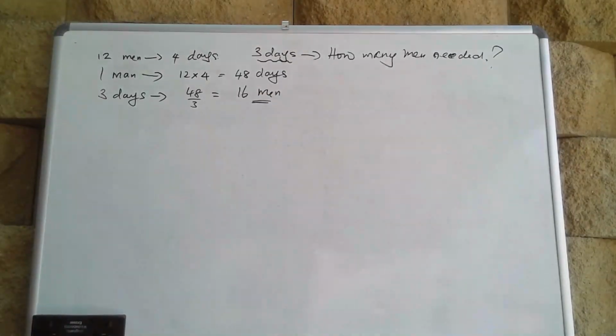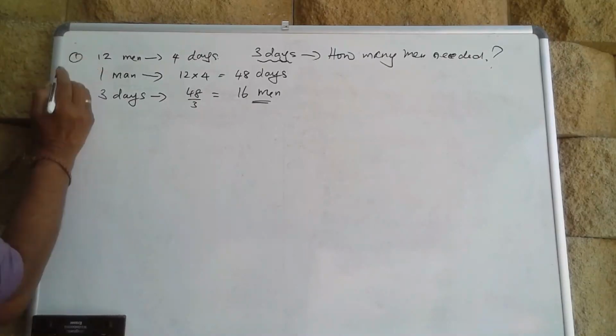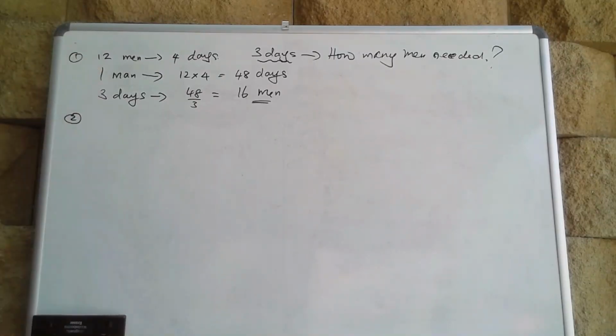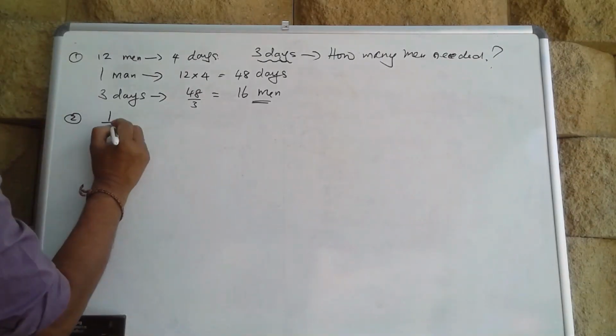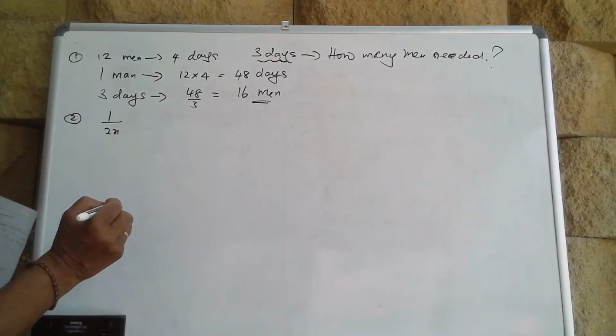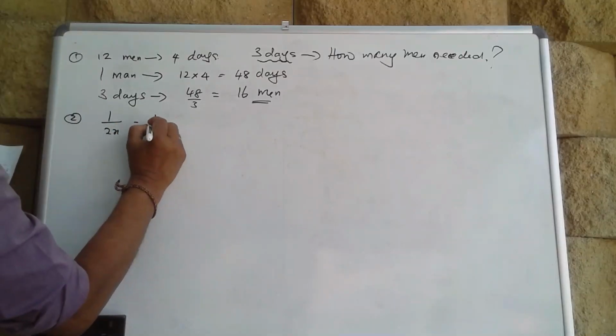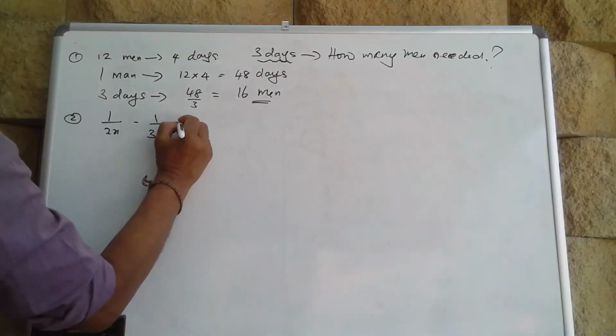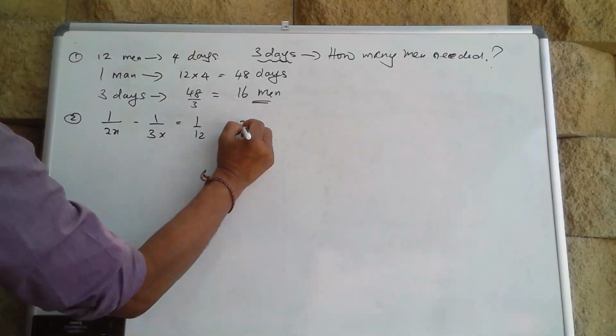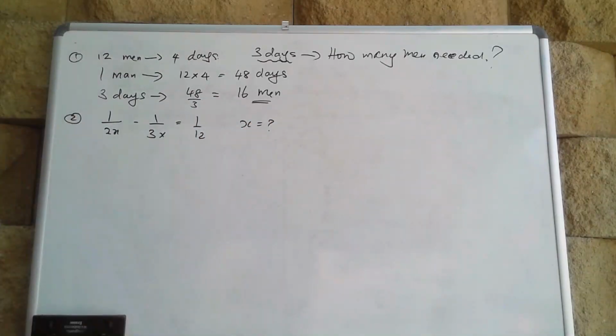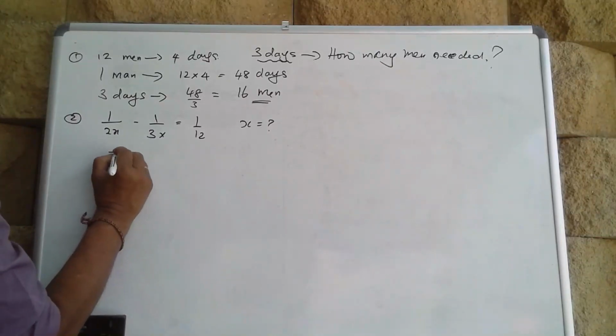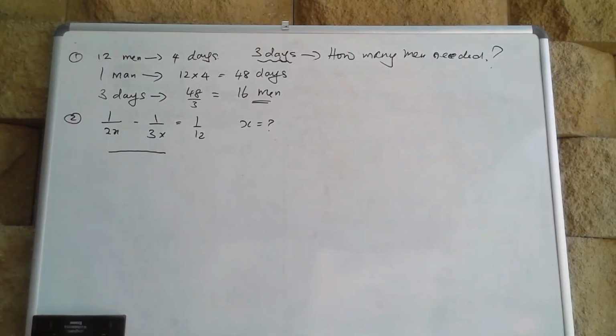That's question number 1. Question number 2, it's a straightforward one. 1 over 2x minus 1 over 3x equal to 1 over 12. The question is, what is the value of x? This one, you simply have to take the common denominator of these two. That will be 6x.